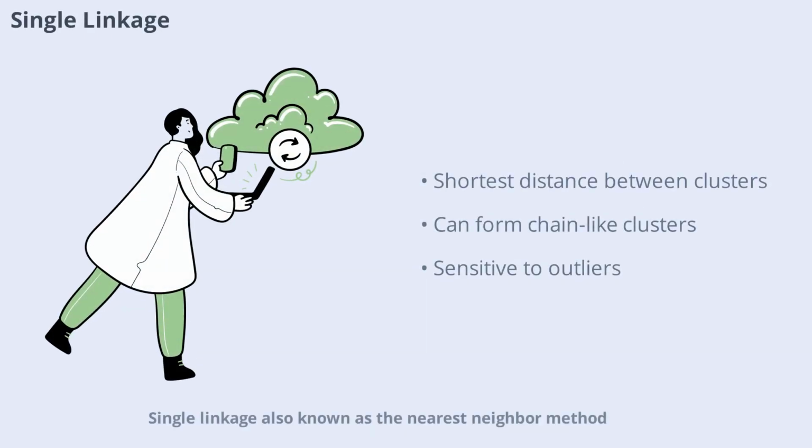Single linkage, also known as the nearest neighbor method, defines the distance between two clusters as the shortest distance between any pair of points in the two clusters. This method can result in long chain-like clusters, especially if there are outliers in the data. While it's simple and easy to compute, single linkage can sometimes produce less compact clusters, so it's important to consider your data's structure when choosing this method.